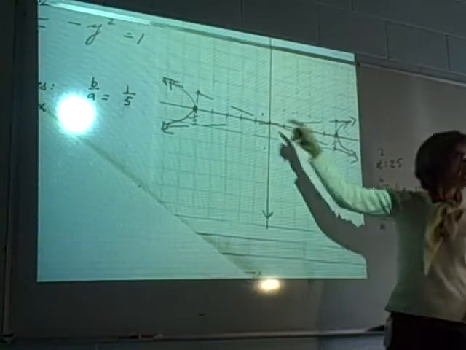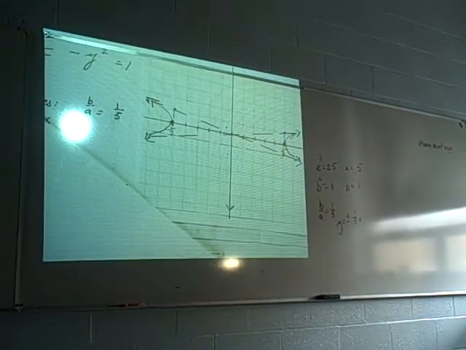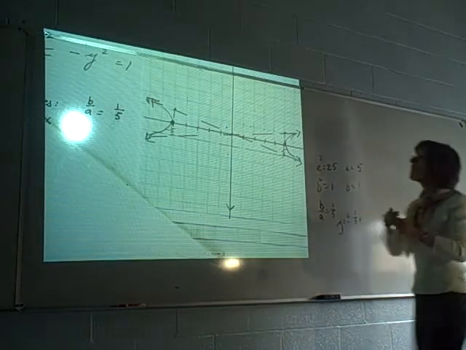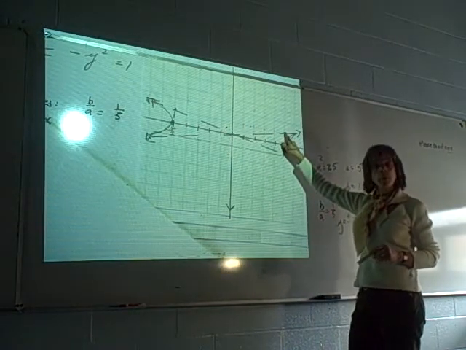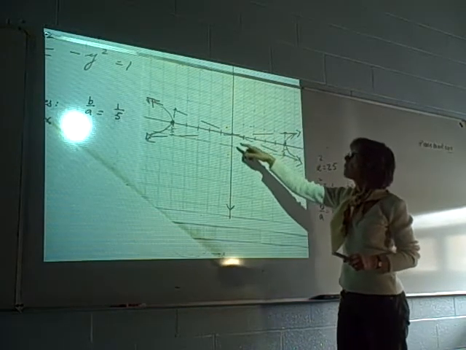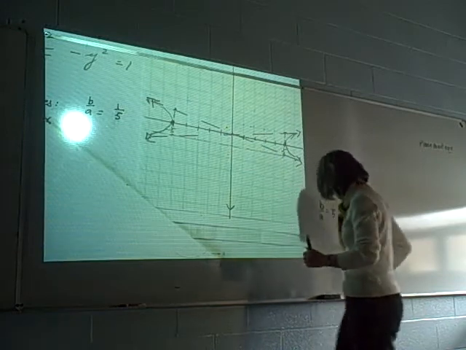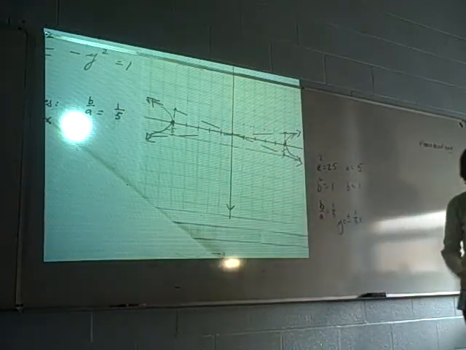So how do I graph 1/5? Up 1 over 5. So I'm going to go up 1 and over 5, and I'm going to put a point there. And I'm doing that going down too. And it's always through the origin? Well, because that's the center.